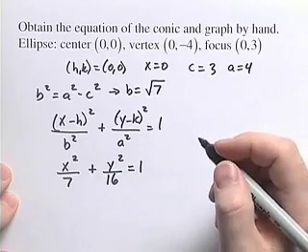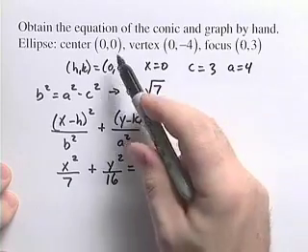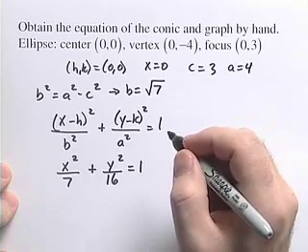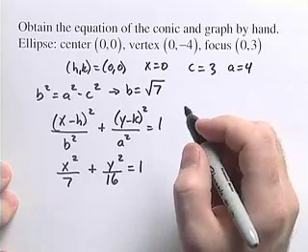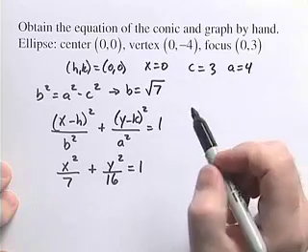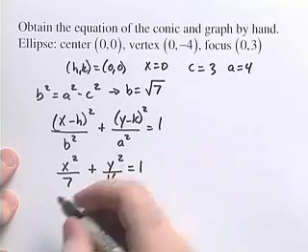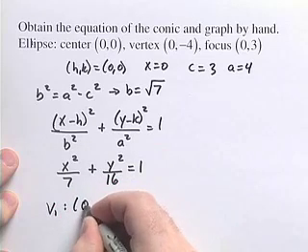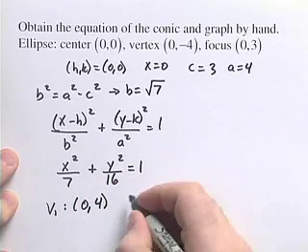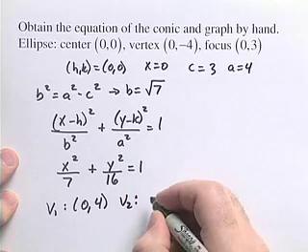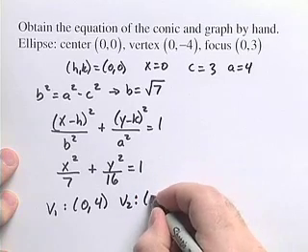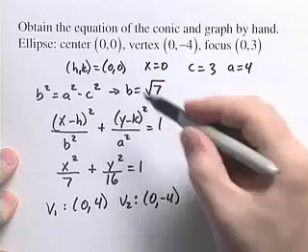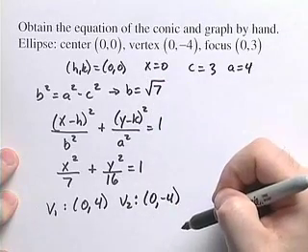To graph the equation, we're going to use the fact that our center is at (0, 0). The major axis is the y-axis, so the vertices are going to be a equal to 4 units above and below the center. Therefore, we'll get our vertices, say v1 is going to be (0, 4), and our second vertex will be at the point (0, -4). Since the center is at (0, 0), we'll go up and down 4 units.